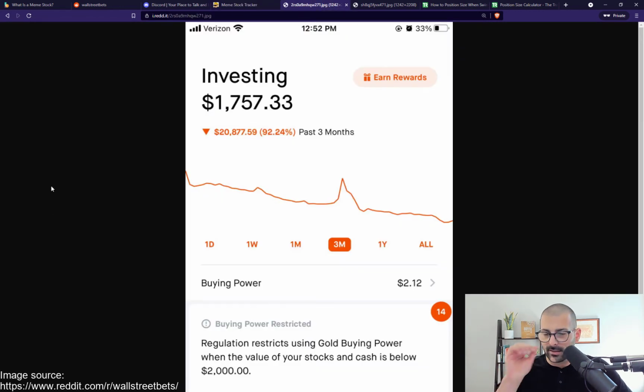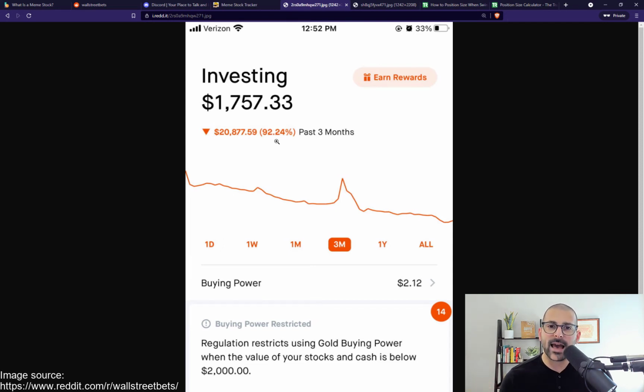The one thing that I dislike and disagree with 100% about meme stock trading is, if we look at pictures like this, right? This is what you'll find all over Wall Street Bets, which is people posting their losses, their equity curve. In this case, this is a $1,700 account that has lost $21,000 or 92% in 3 months, right? This is horrible. This is gut-wrenching, right?